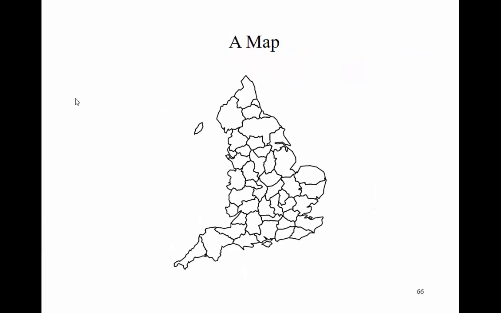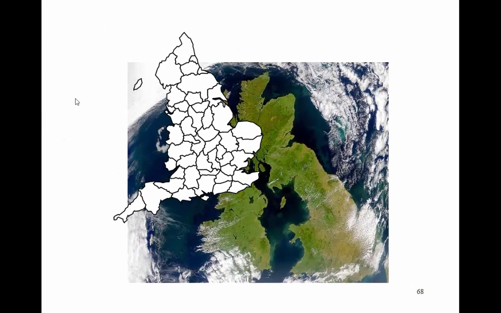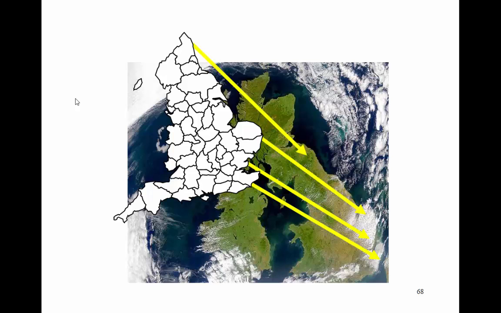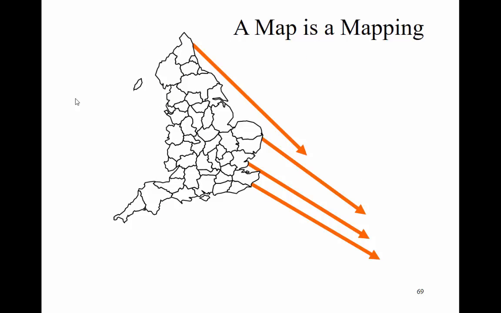So this is a map of a really nice portion of reality. And then every map has yellowish green arrows sticking out of its back, which you can't see unless you look very carefully. These yellowish green arrows link the point on the map where they start to the point on the planet where they end. So a map is a mapping between points on a visual representation and points on the planet.